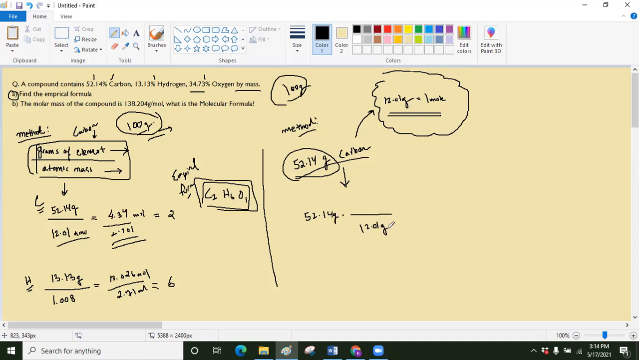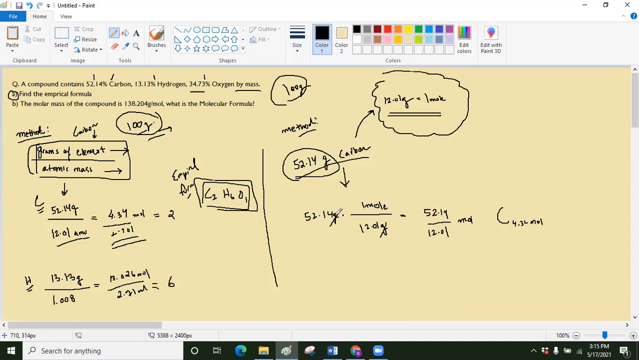You would have 12.01 grams and then 1 mole, and your grams would cancel out just like that. You would be left with doing this division problem, 52.14 over 12.01. Your answer would be in moles, and that would be carbon, let's say 4.32 or something like that. And that would be your ratio in moles.